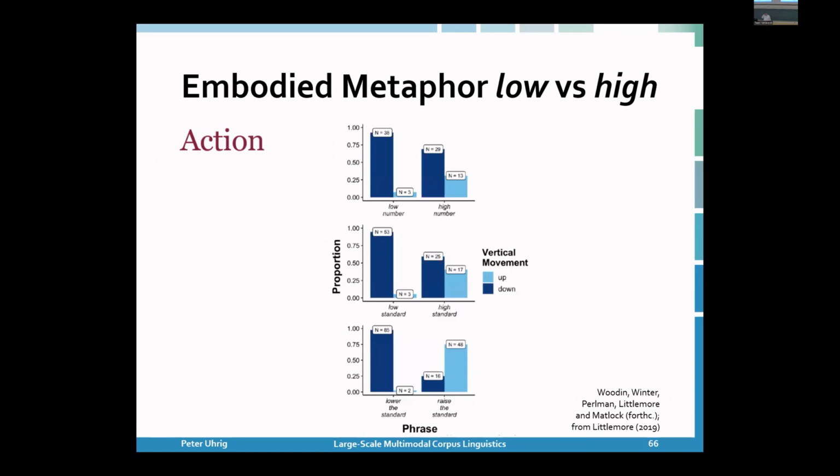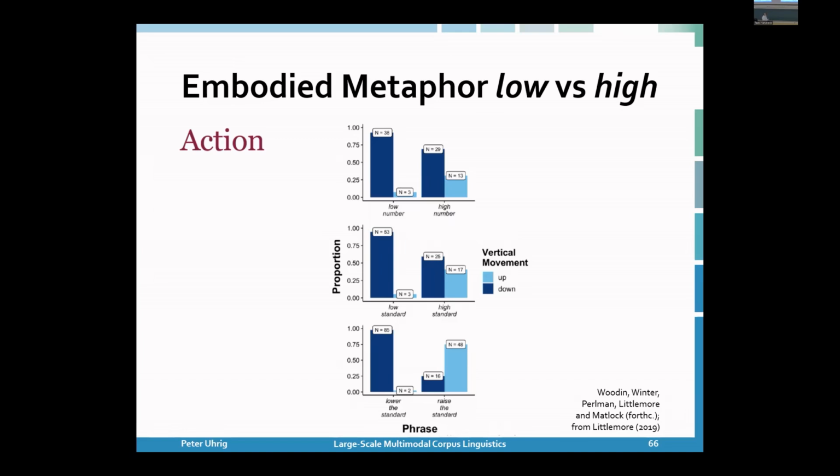And they did some tests on data from the TV archive, and they found that basically if you have something like low number, low standard, and lower the standard, what you get is downwards movement with your hands. Okay. The problem is, of course, that gestures usually are downwards movement. So if you say something and you say, we have a high unemployment. Well, during that high unemployment, my gesture definitely went down.